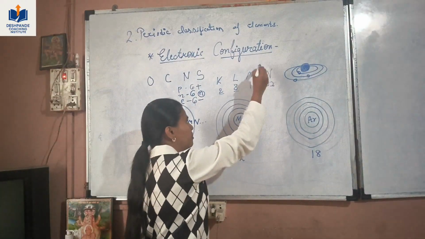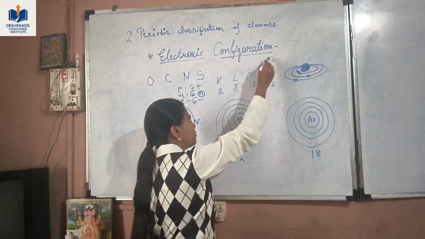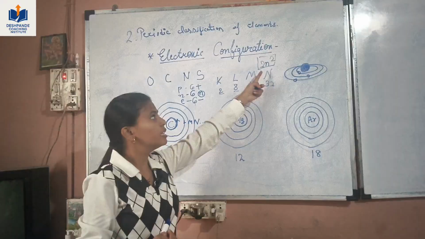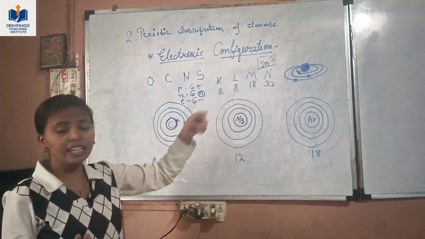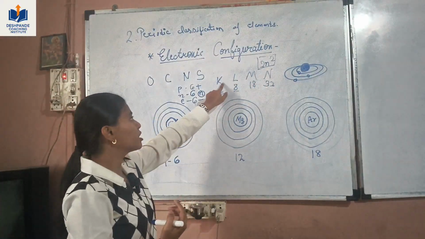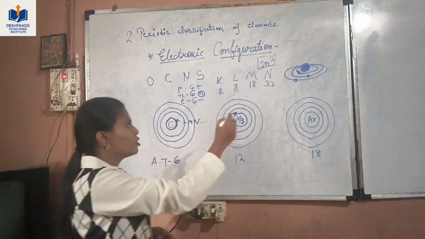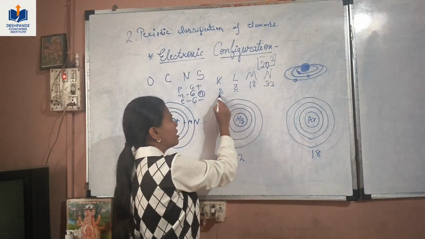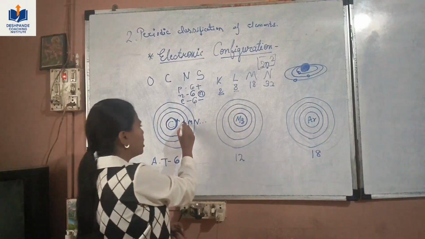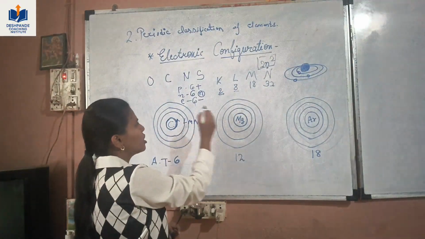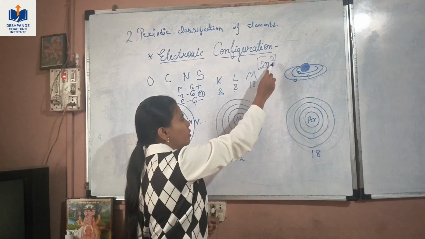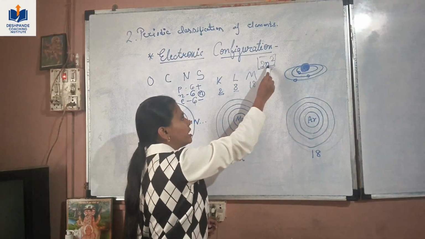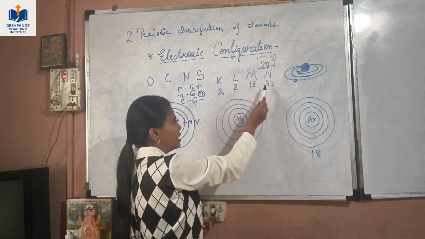There is a formula, 2n squared. If we put the number of the orbit in place of n, we can get the number of electrons. The K shell is the first shell. If we put 1 here, 2 into 1 is 2, hence there are 2 electrons. If we put 2 here, L is the second shell, so 2 squared is 4 and 2 into 4 is 8. So by putting the number of the orbit in this formula, we can get the electrons.